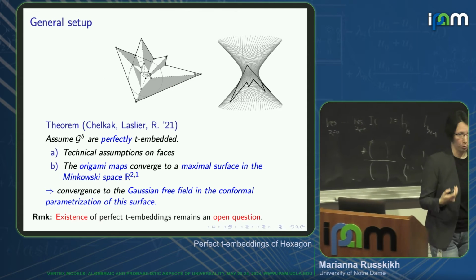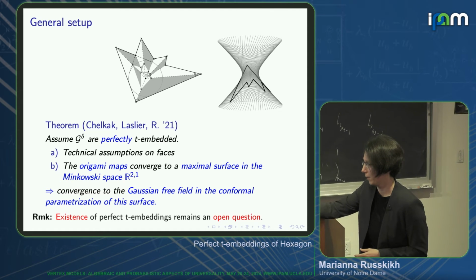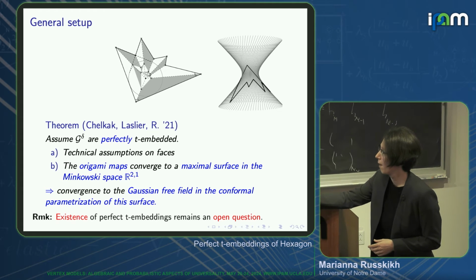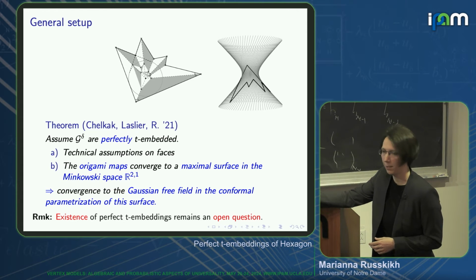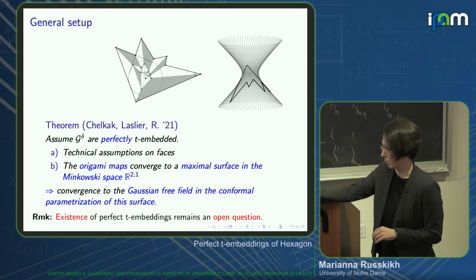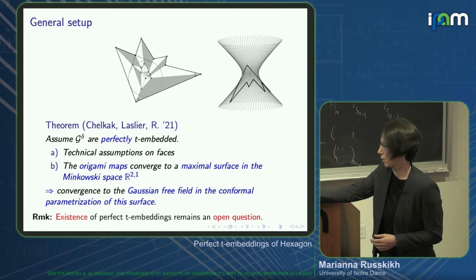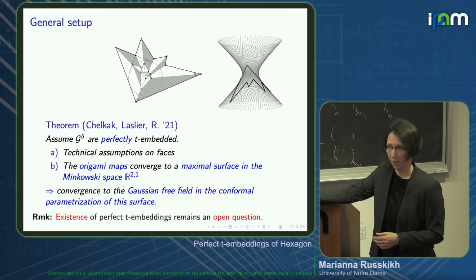And what can we prove for those perfect embeddings? Assuming that a sequence of perfect embeddings of our graph exists, plus some assumptions on faces, which I will mention a bit later. Right now, just think that there are some assumptions on faces. The second assumption is that the origami maps converge to a maximal surface in the Minkowski space. If we have all those assumptions, then we can show that the fluctuations of the height function converge to the Gaussian free field in the parameterization of this surface.